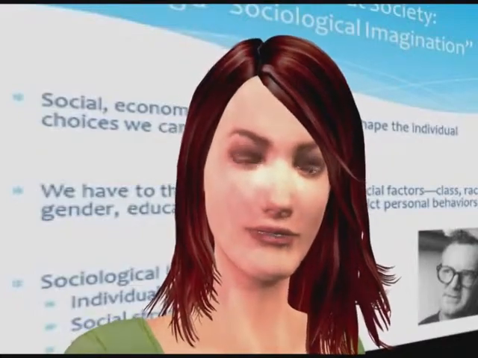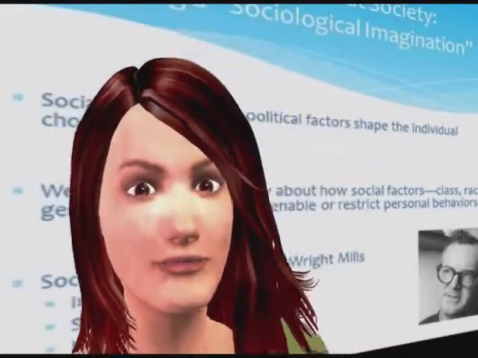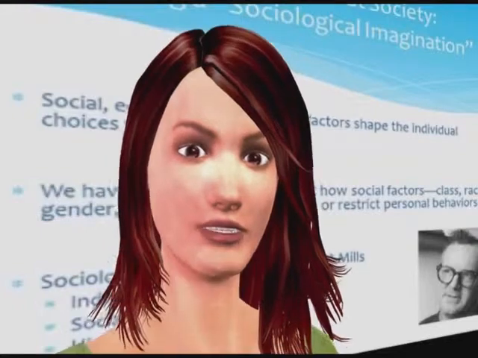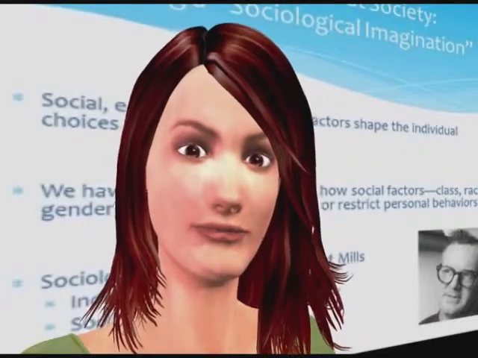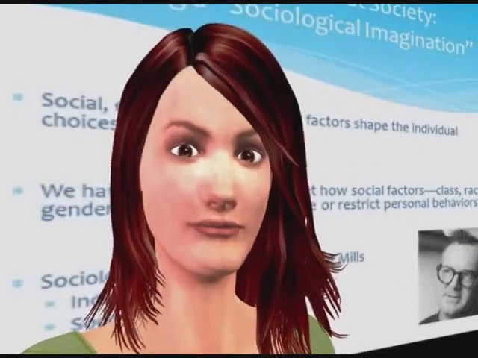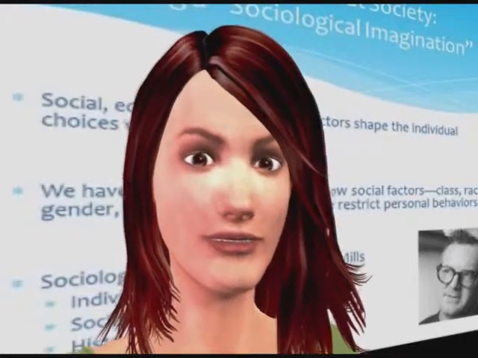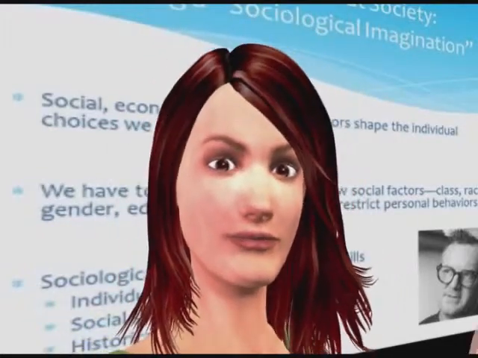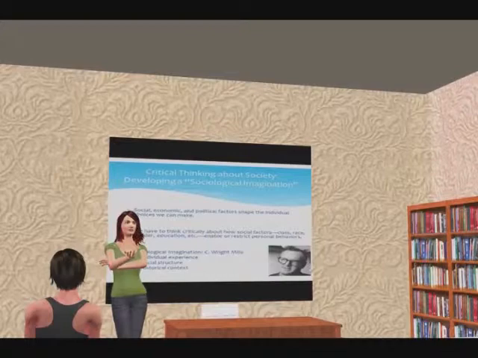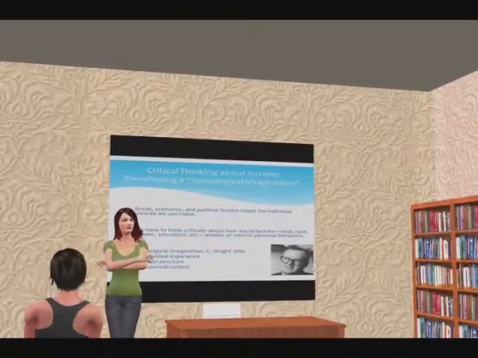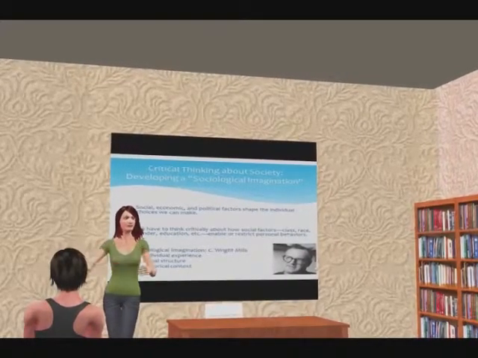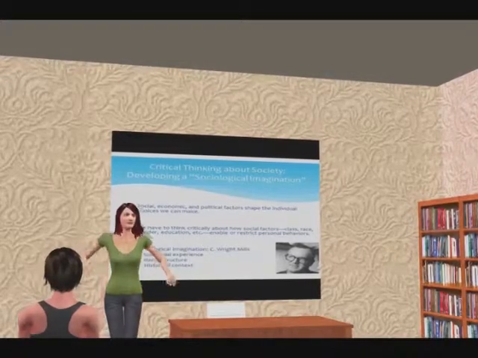We have to think about how things change over time, and especially how personal experience is largely shaped not only by social context, but by the time period in which you live. For example, being a college student in 2015, or in the early 21st century, is a lot different than being a college student even 10 years ago, 20 years ago, 30 years ago.